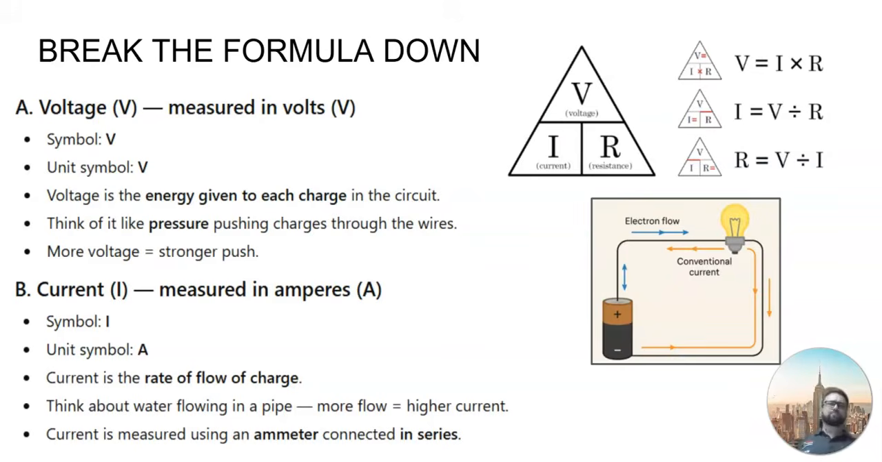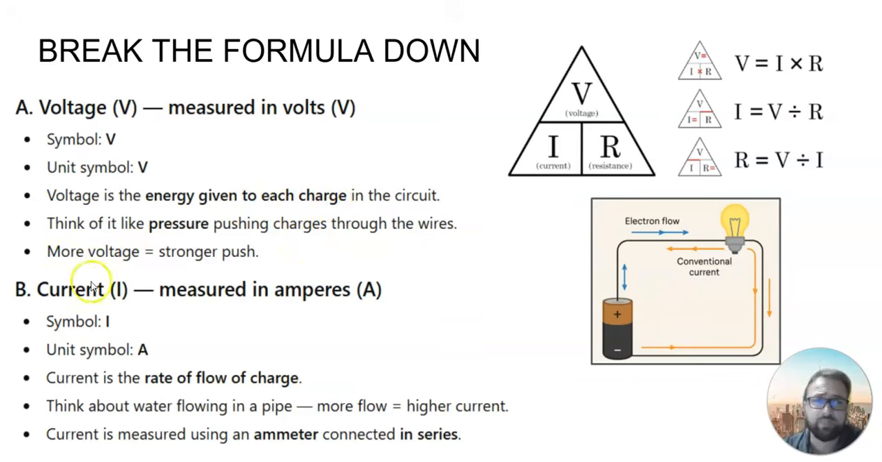So let's try and break down the formula. Let's have a look at the first part. Let's look at voltage right at the top there. Voltage is measured in volts, and we are utilizing the symbol V. So you see symbol V, unit symbol V. Voltage is the energy given to each charge in the circuit. Think of it like pressure pushing charges through the wire. The more voltage there is, the stronger the push.